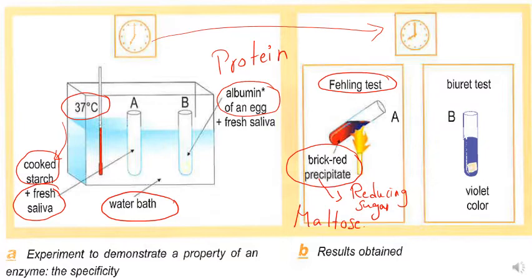While in tube B, albumin of an egg is protein. After 1 hour, we did the Biuret test. It gives a positive result, a violet color. This means that we have proteins and or polypeptides. So this means that albumin is not digested by the enzyme that's found in the fresh saliva.